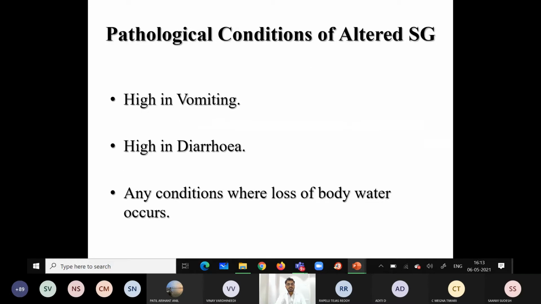Now the pathological conditions that alter specific gravity. It will be high in vomiting or diarrhea, or any condition where loss of body water occurs. Suppose a person is suffering from acute gastroenteritis or severe hemorrhage. Wherever there is loss of body water, it will be high.